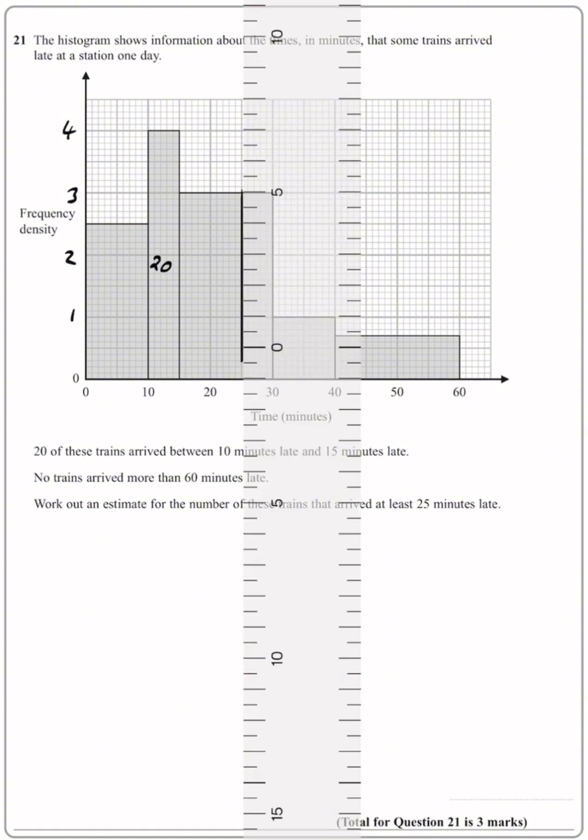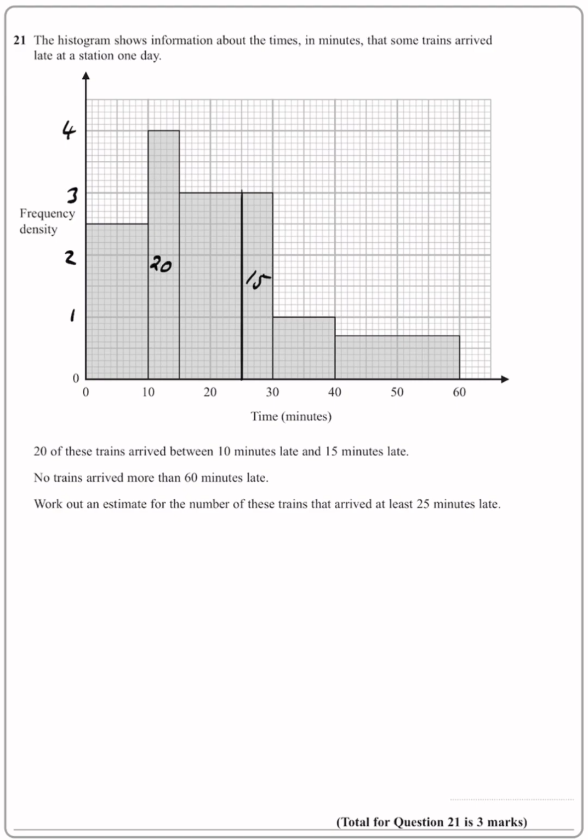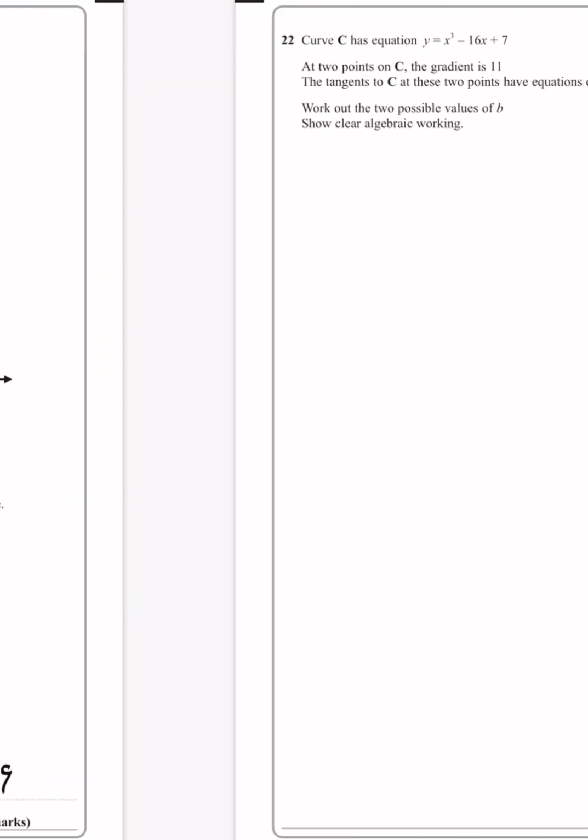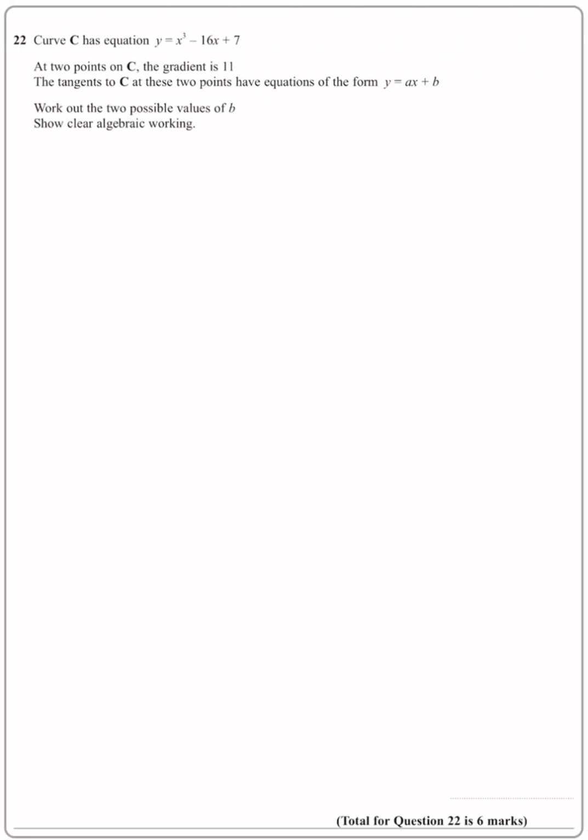And therefore we can work out the frequency density scale. Each large square is going up in 1, each mini square up in 0.1s. Now we want to work out an estimate for the trains arriving later than 25 minutes. I'll section off the 25 plus 15 plus 10 plus 14 for the areas, which is 39 in total.